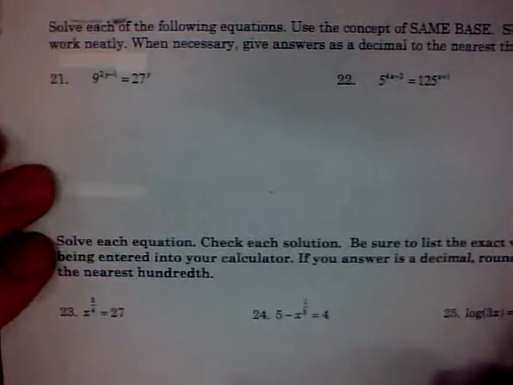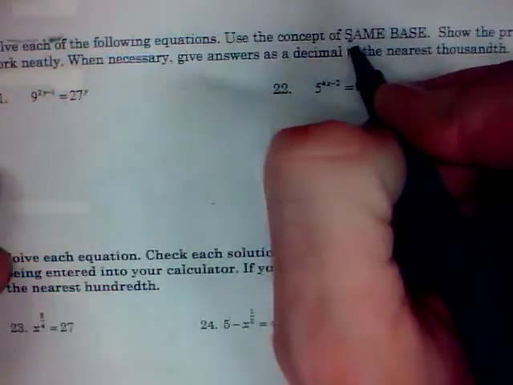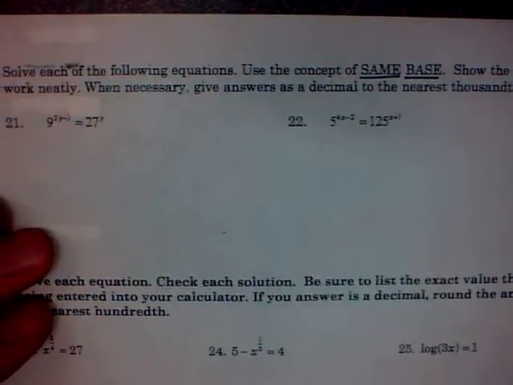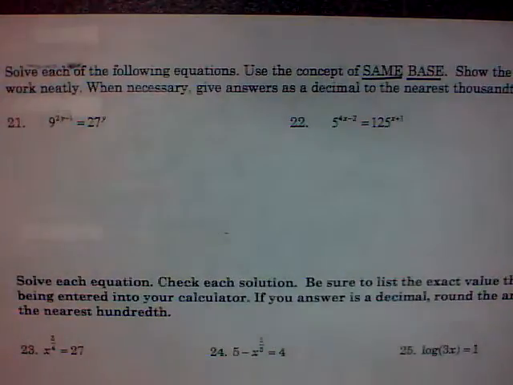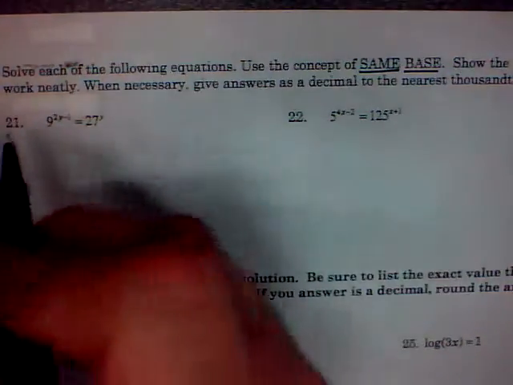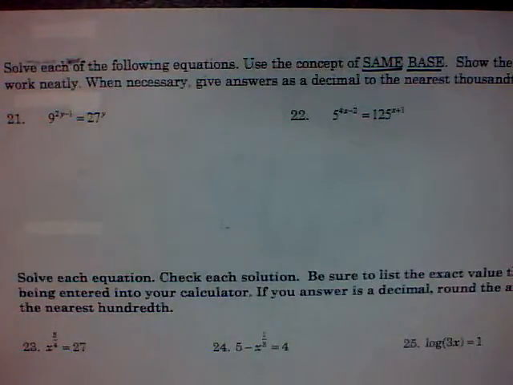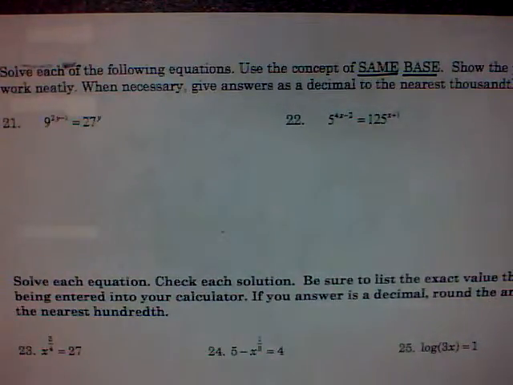In questions 21 and 22, what we're looking for is trying to get the bases to be the same. And you will have directions like this on your test, and we'll specify on the ones where we're trying to get the same base. So on 21, you have a 9 and a 27, and you're looking for what number raised to a power can get you a 9 and a 27.